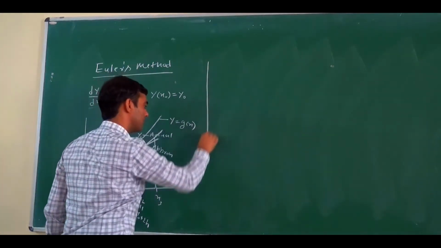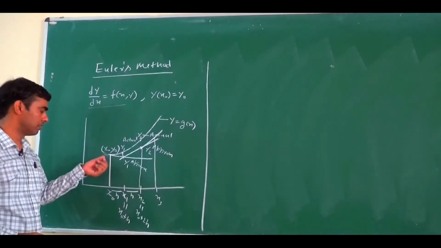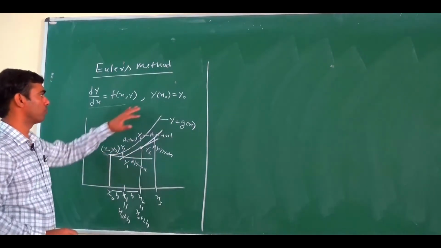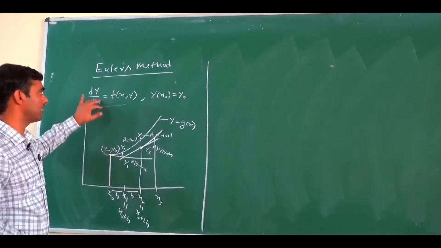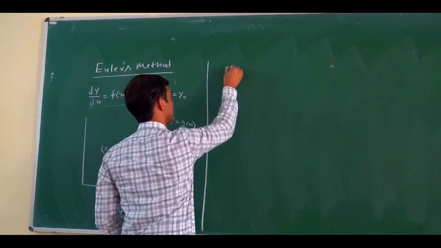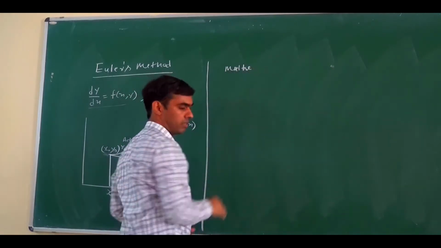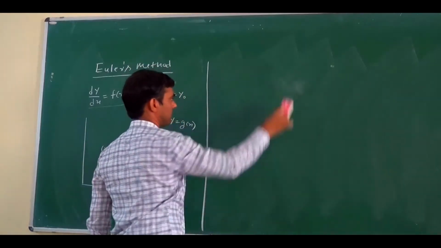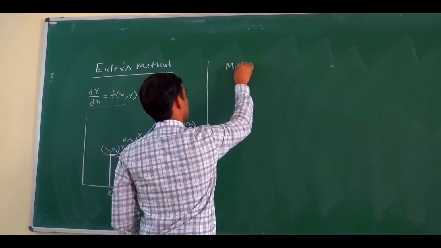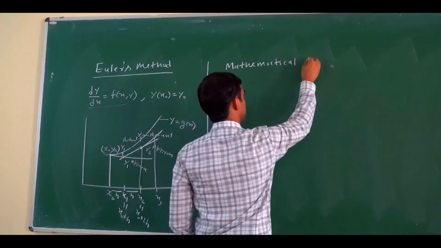So mathematically, how do we derive this? Mathematically it is not very tough, it is very easy to find the equation of a tangent, because one point, (x0, y0), is given, and dy/dx is given. And we know that, here we write the mathematical derivation.